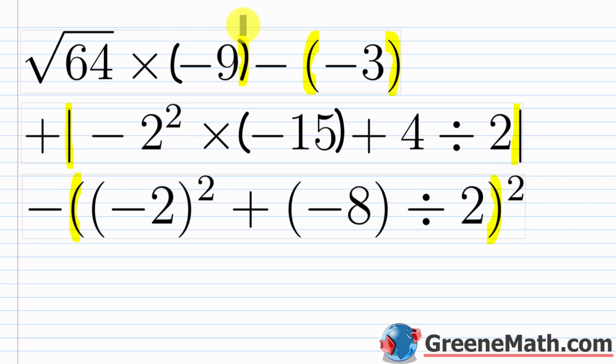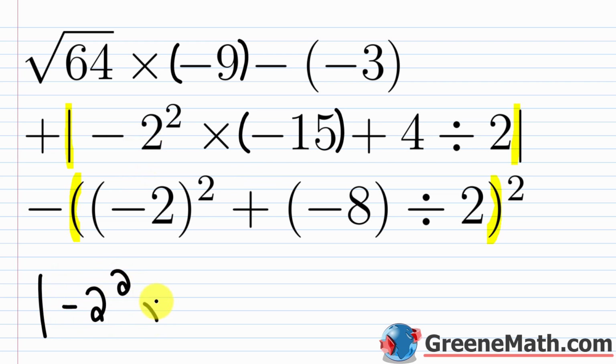Where I want to start, let me get rid of this highlighting here so nobody's confused. I'm just going to start inside of the absolute value bars. If you wanted to do this other part first, it's really up to you. I'm just going to start there, so I'm going to copy this down here. We have the absolute value of, and be very careful, this is the negative of 2 squared times, I'm going to wrap this, -15, then plus 4, and then divided by 2.